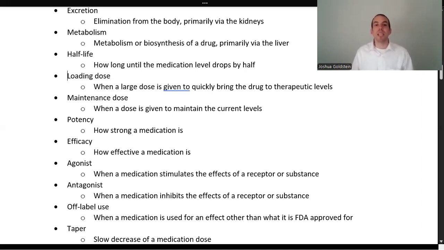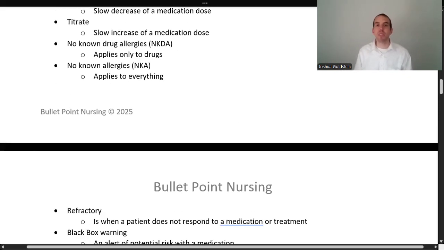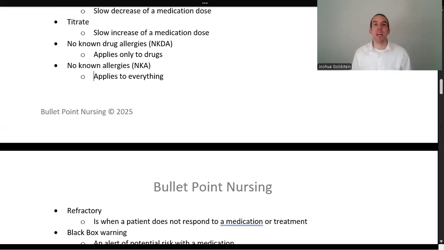Next, we have taper. Taper is to slowly come off of a medication. So if a patient was taking 40 milligrams a day of prednisone, we get them to 30, 20, 10, 5. That's called taper. The opposite of taper is titrate, where we slowly go up on a medication. Prednisone is a steroid, which we always taper and titrate. If we go from 5 to 10 to 20 to 40, that's where we slowly titrate, we go up on a medication.